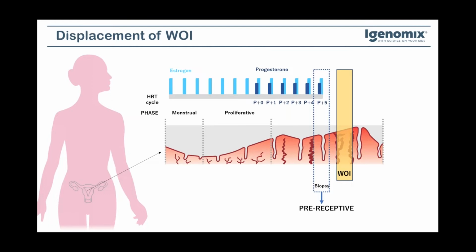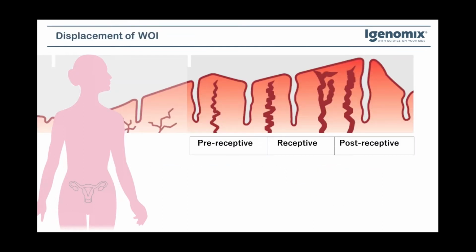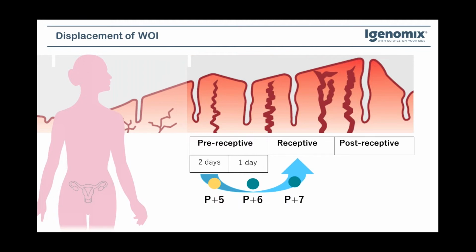And some patients might have a window advanced to an earlier time. If you take the biopsy on P+5, it will show a result called post-receptive because the window is closed. So according to the result, we are able to predict the window of implantation of each patient. For example, if you take the P+5 biopsy and find the result pre-receptive 2 days, that means the patient needs 2 extra days of progesterone treatment. So we suggest that P+7 is supposed to be the window of this patient.